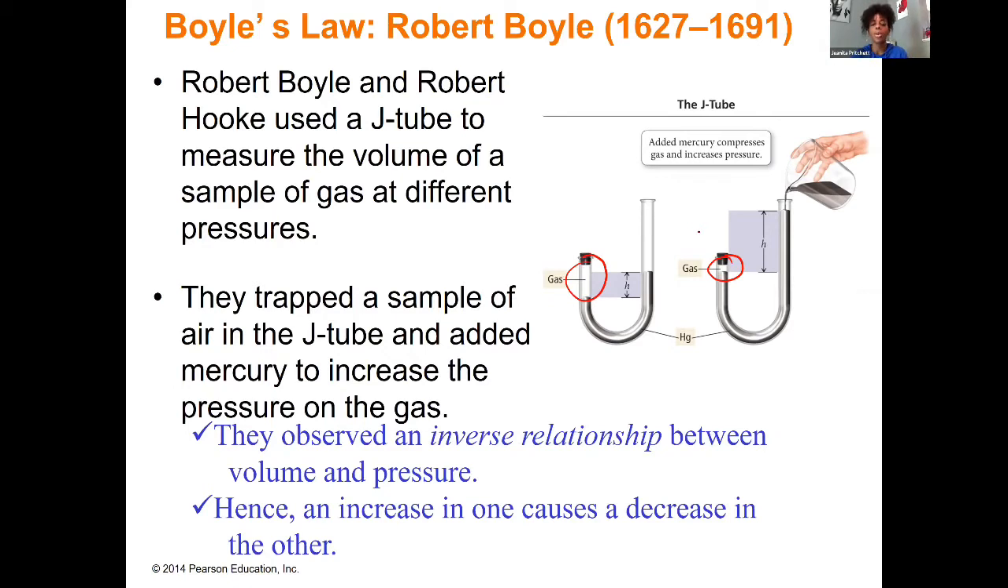When we increase the amount of mercury that's in there, changing the pressure, notice that the volume became much smaller. When the pressure was lower, with less mercury, the volume was bigger. What they were able to find from this experiment was that there was in fact an inverse relationship between volume and pressure. What inverse relationship means is, as pressure goes up, the volume will go down, or vice versa.